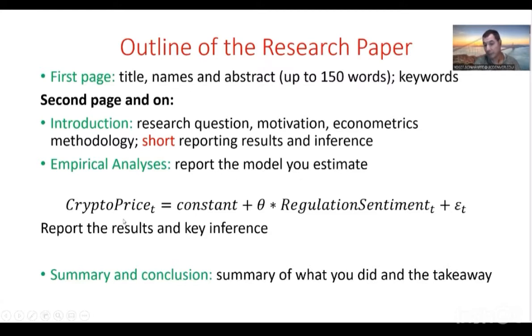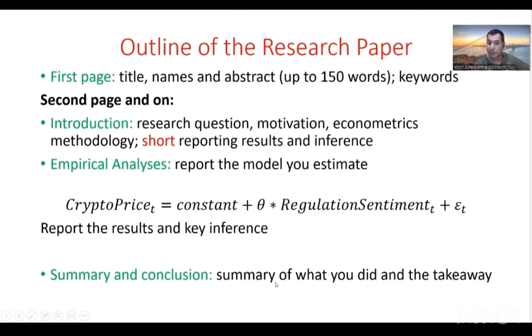Usually, the model I'm going to do today is crypto price at time t equals a constant plus theta, theta is the one I need to estimate, multiplied by regulation sentiment, plus epsilon t. If theta is greater than 0, that means more sentiment, greater prices. If theta equals 0, that means sentiment has no impact on prices. If theta is less than 0, that's the key hypothesis, that means more sentiment, lower prices.